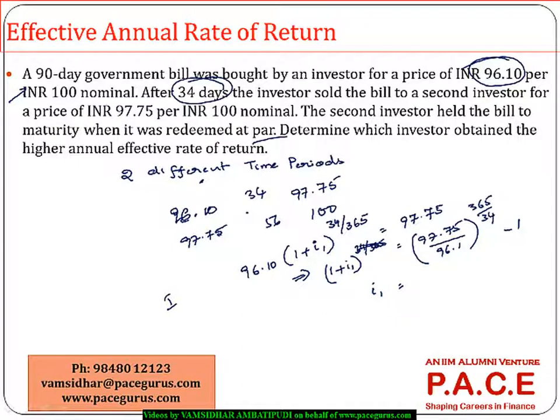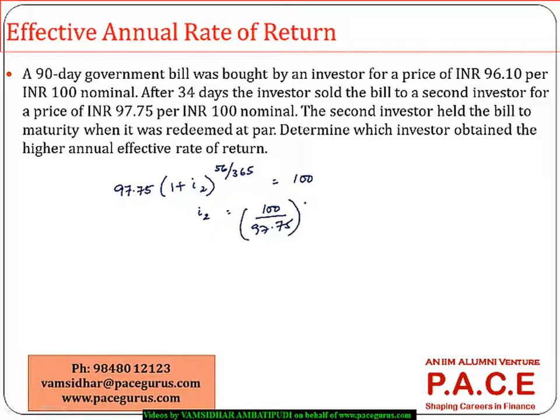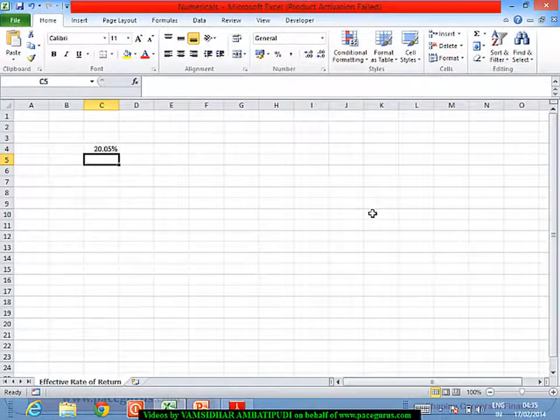Now probably the same logic I can apply to the person 2, the investor 2 who has purchased it at 97.75. I'll say into (1 + I2) to the power, he held it for the remaining 56 days, 56 by 365, is equal to 100. So from here I can get I2 as 100 divided by 97.75 raised to the power 365 by 56, minus 1. This is what will be the I2.